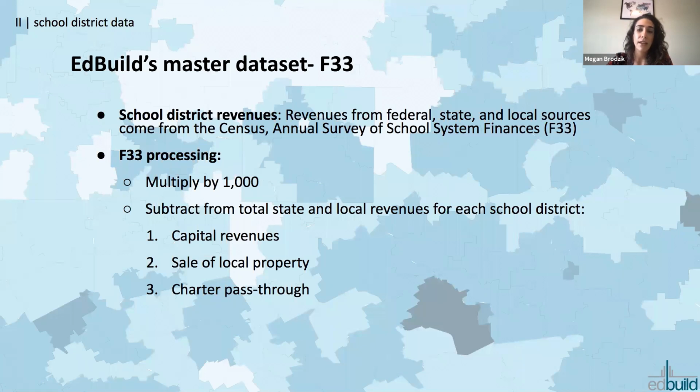And we also exclude charter pass-through dollars. So in about 2,000 school districts across the country, revenues received by the districts include funds that are passed through to charter schools that are not actually part of that district. And so to avoid artificially inflating those districts' revenues, we subtract these pass-through dollars.